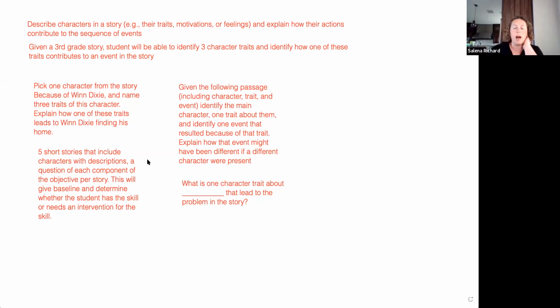I would say some cons is mentally I'm stuck on how do their actions contribute to the sequence of events. I never taught 3rd grade. I didn't teach elementary. I taught high school. So I'm just stuck on explain how their actions contribute to the sequence of events. So I'm Googling sequence of events to see what that's talking about. And then it's like problem, climax, and then resolution. So then I'm trying to think of a story that has a problem, a climax, and then a resolution. And I can't remember that.